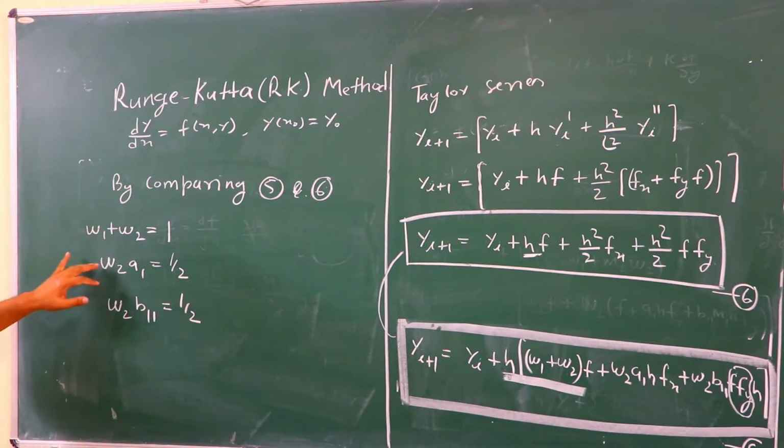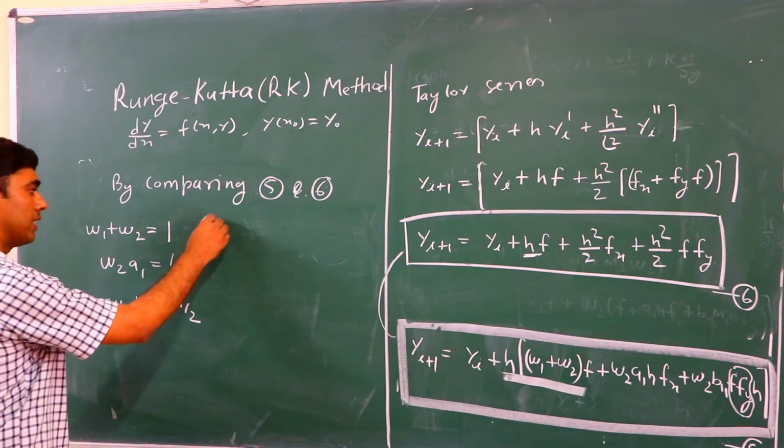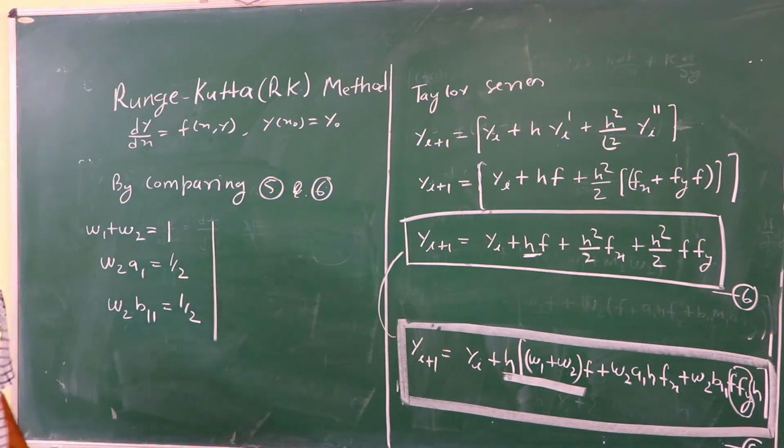W1 + W2 = 1, W2 A1 = 1/2, W2 B11 = 1/2. So there are 4 unknowns: W1, W2, A1, B11. There are 3 equations and 4 unknowns, so we cannot find a unique solution.